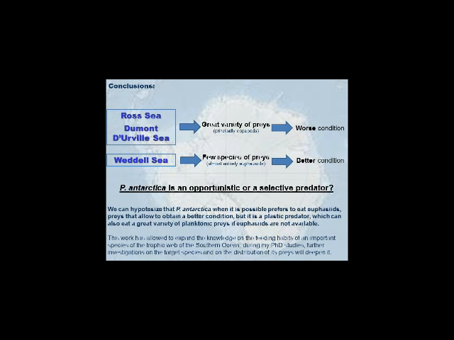In conclusion, we can hypothesize that Pleuragramma antarctica, when it's possible, prefers to eat euphausiids, prey that allows it to obtain a better condition. But it is a plastic predator, which can also eat a great variety of plankton prey if euphausiids are not available. This work has allowed to expand the knowledge on the feeding habits of an important species of the trophic web of the Southern Ocean. During my PhD studies, further investigation on the target species and on the distribution of its prey will deepen it. Thank you for your attention.